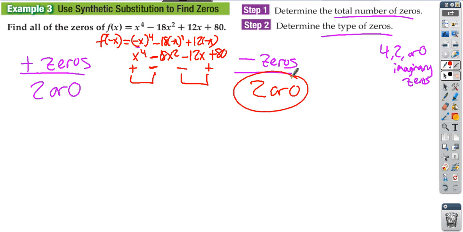Okay, now how do we actually solve it? Because it says find all the zeros. So we know that's what we're looking for. Here's the easiest way to do it, at least for this problem. What they suggest is just plugging in different numbers.